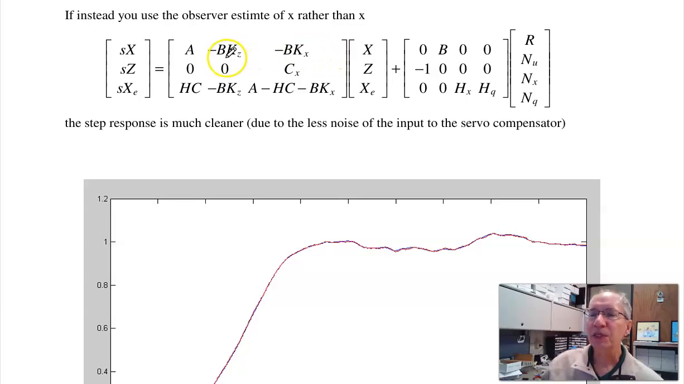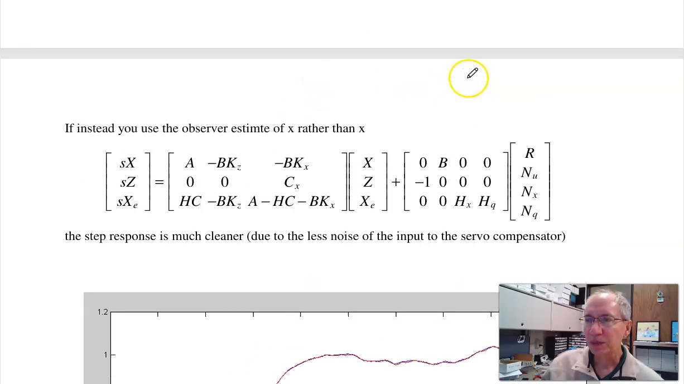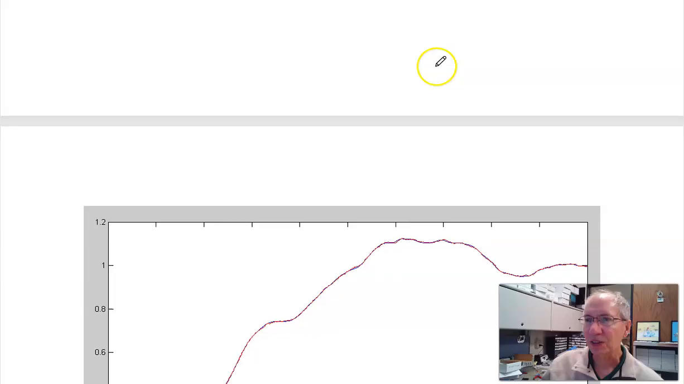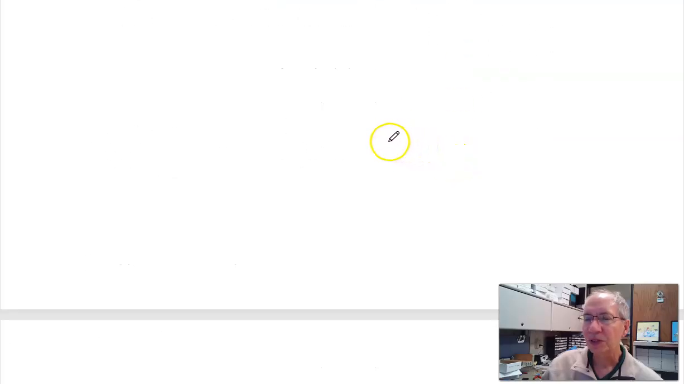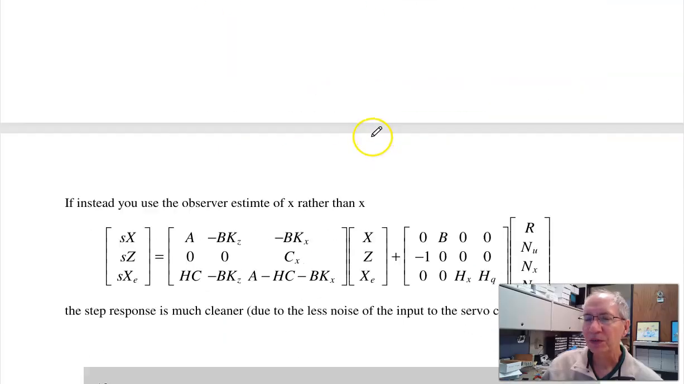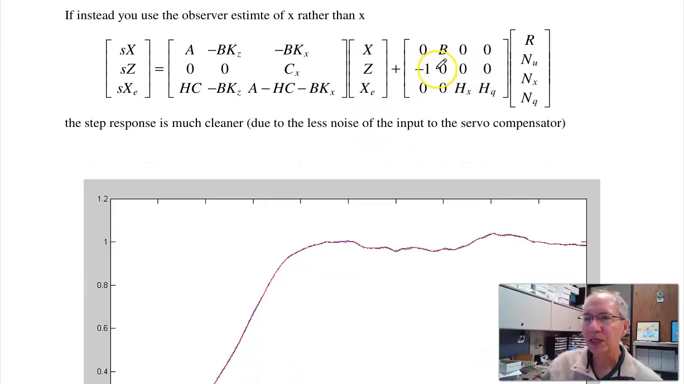Sometimes, even if I can measure something, I might not want to use it. So for the servo compensator, C went right here. I used the actual measurement, which had noise on it. If instead I use the observer estimate, then before, I'll show you kind of a subtlety. This guy was in here. The noise on X went straight into the servo compensator, that term. If I take that term out, what that means is instead of using X for the servo compensator, I'm using the observer state.